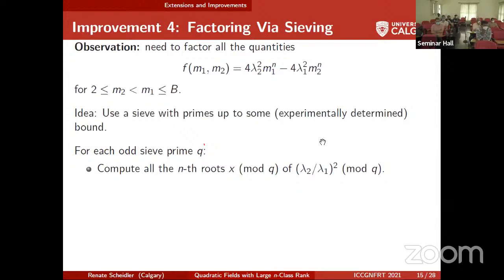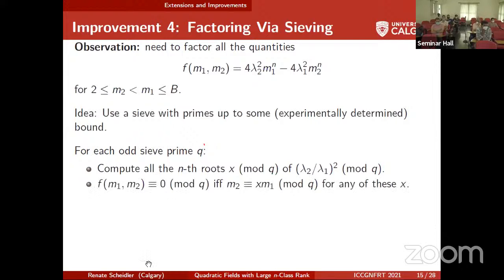So you compute all of these nth roots. And then that gives a relationship between m1 and m2. So Q divides this quantity if and only if m2 is congruent to one of these nth roots times m1 modulo Q for any of these roots. So when you have an m1, that determines the m2 and vice versa.